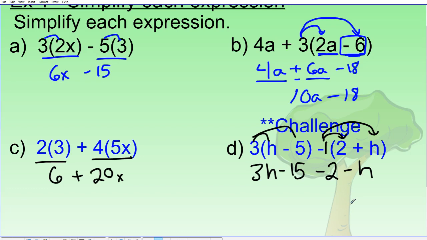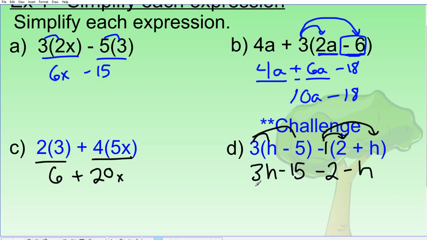Now, if you got stuck and you didn't even get this far, okay, fix what you have, get yourself caught up to here, and then what I'd recommend is pause the video and see if you can combine like terms from here. Okay, if you kept going farther and you got this part right, well, let's keep going.